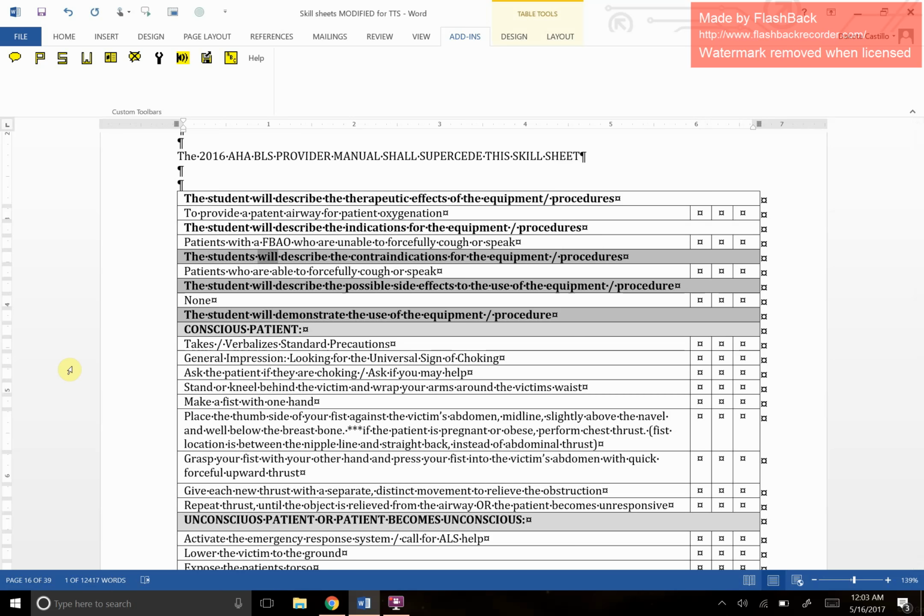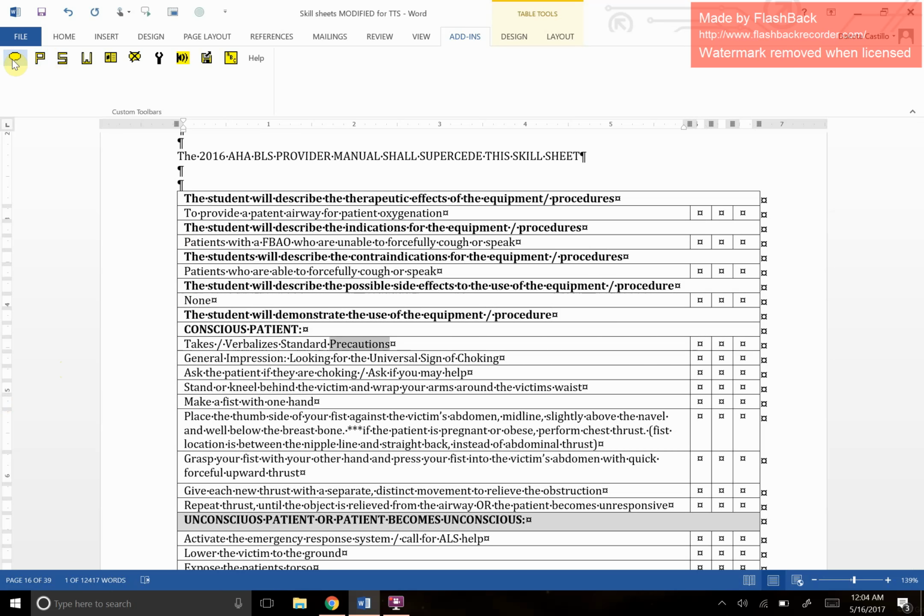The student will describe the contraindications for the equipment/procedures. Patients who are able to forcefully cough or speak. The student will describe the possible side effects to the use of the equipment/procedure. None. The student will demonstrate the use of the equipment/procedure. Conscious patient.